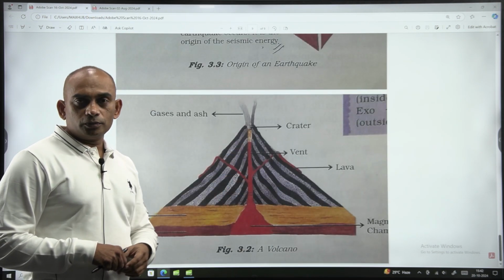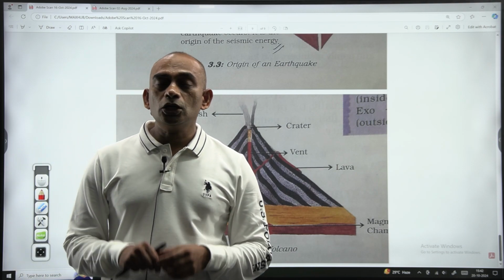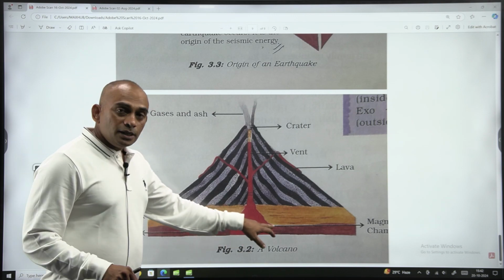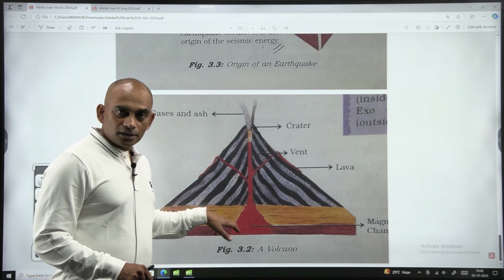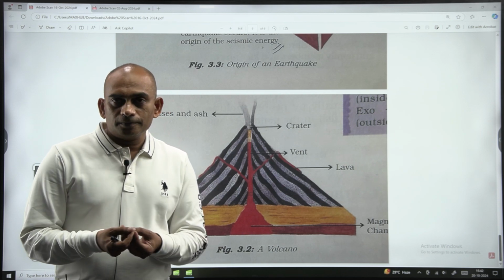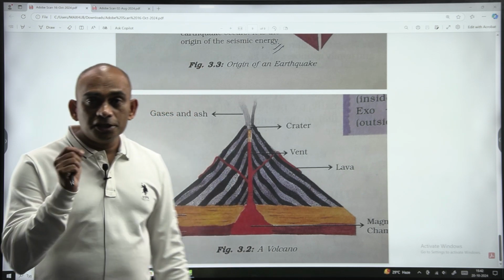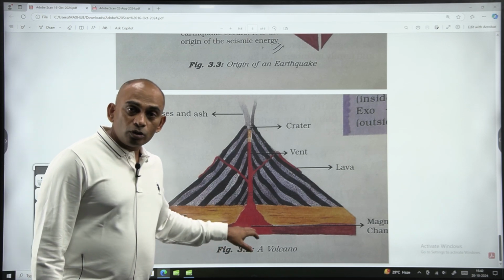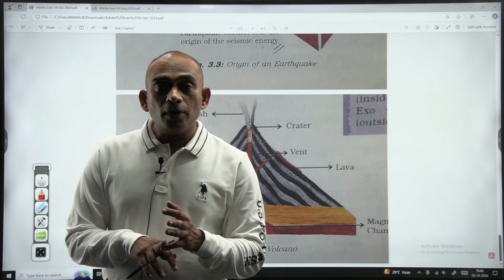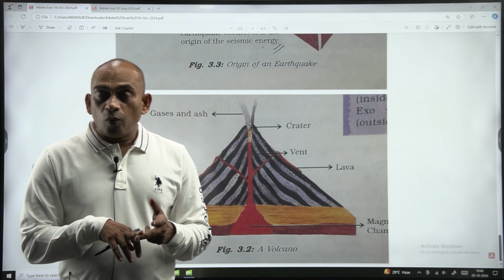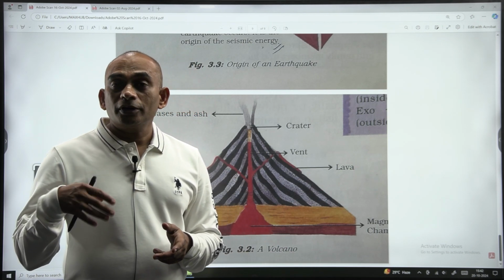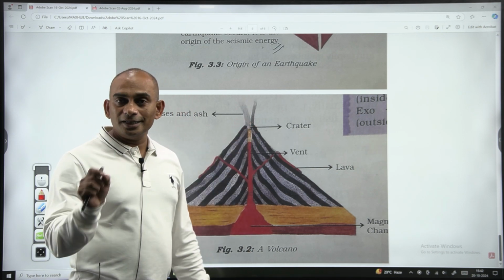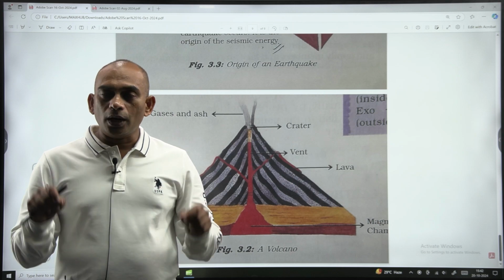Now look at volcano. What is a volcano? Volcano is nothing but an opening, that is a vent in the earth's crust. This vent allows molten material which comes from the mantle. This molten material contains magma, ash, water vapor and other important gases. All these things erupt at once, suddenly. So this is about volcano.